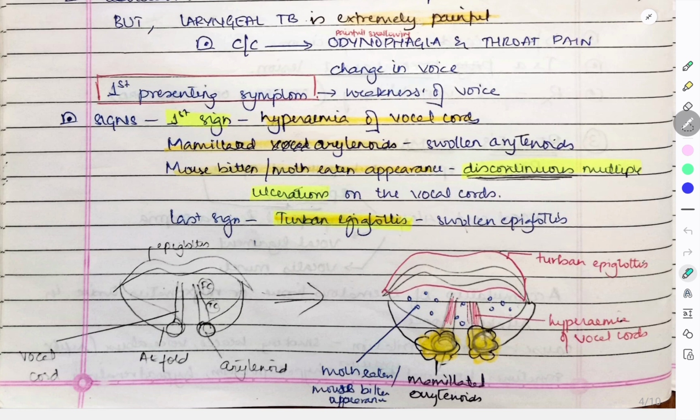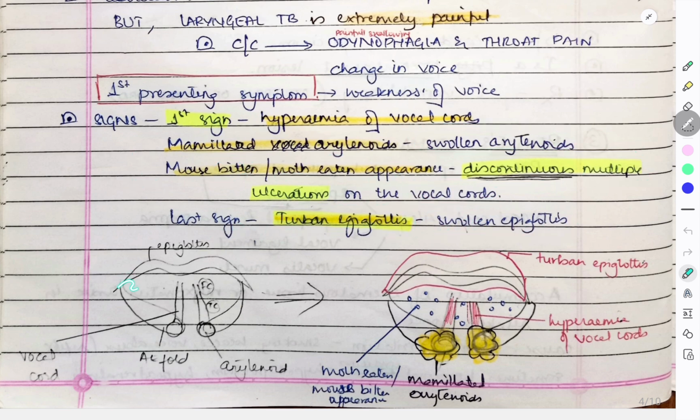Coming to the signs of TB larynx, the first sign is hyperemia of vocal cords. Second, we have mammillated arytenoids or swollen arytenoids. Then we have mouse bitten or moth eaten appearance, that is discontinuous multiple ulcerations on the vocal cords. And the last sign is turban epiglottis or swollen epiglottis.